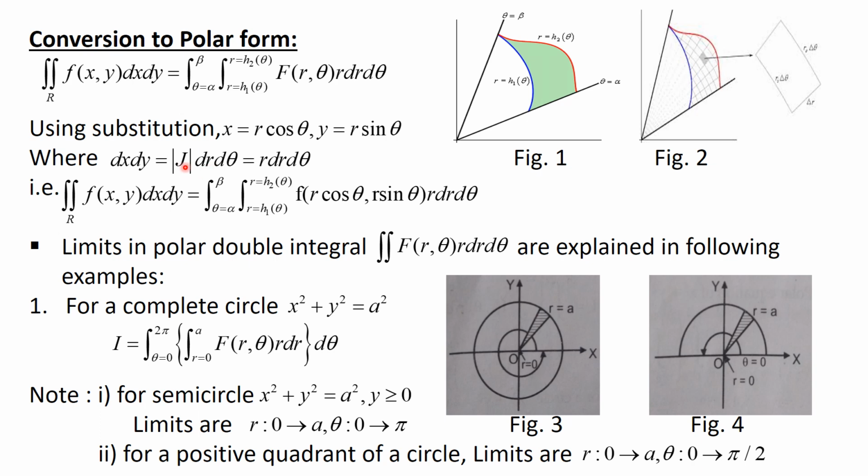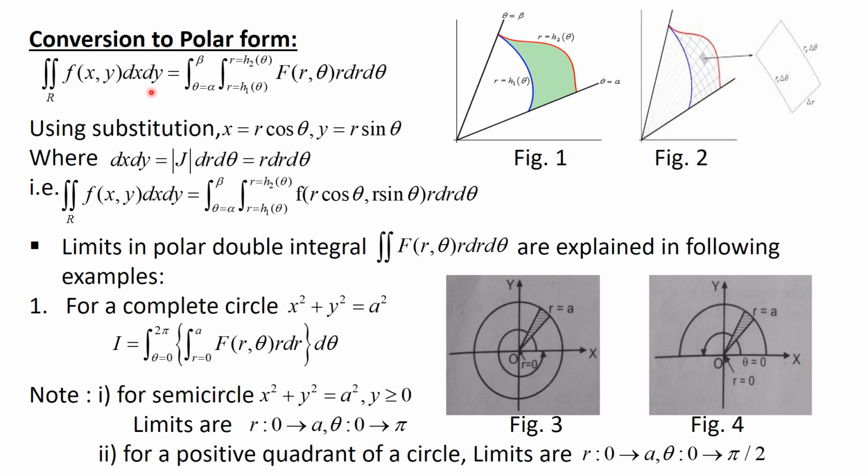So what is the Jacobian? It is the Jacobian of xy with respect to r and theta. In M1 we had studied Jacobian functions. The Jacobian value for xy with respect to r theta comes out to be equal to r, and hence the relation is dx dy equal to r dr d theta.